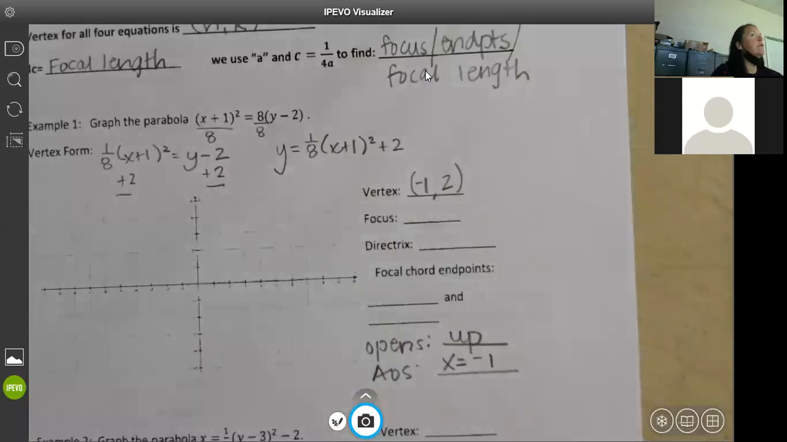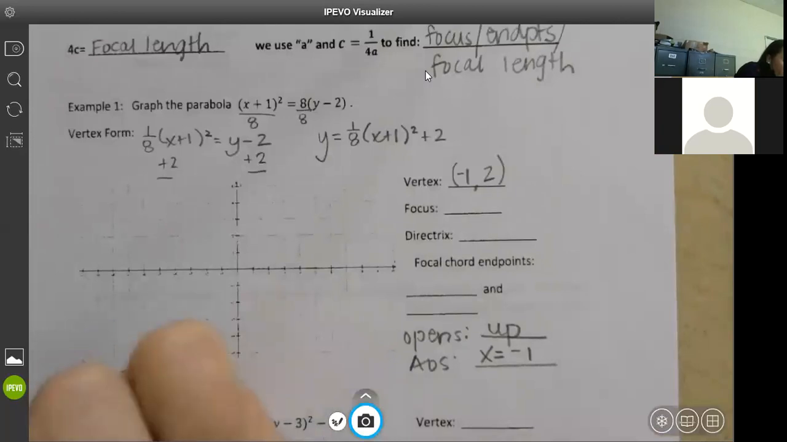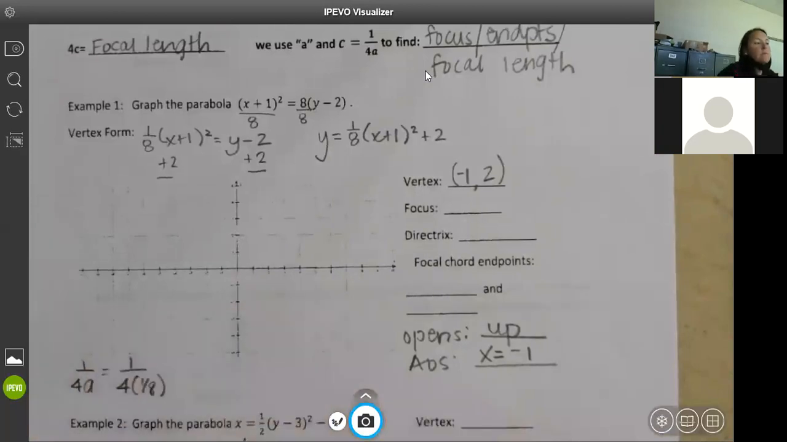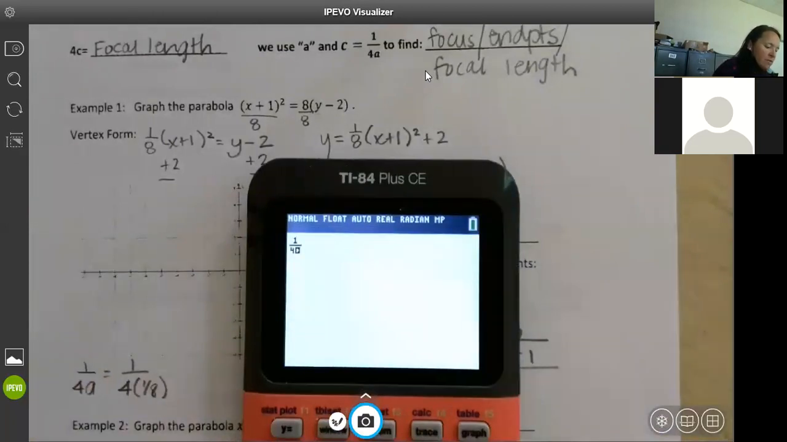Everything else is what we've been doing for the last couple days. So your focus, your directrix, your focal chord endpoints is 1/4a. And a is 1/8. Again, I can do this in my head. If you can't do it in your head, remember I showed you to do alpha y equals 1/4 times 1/8, and we get 2. Okay.